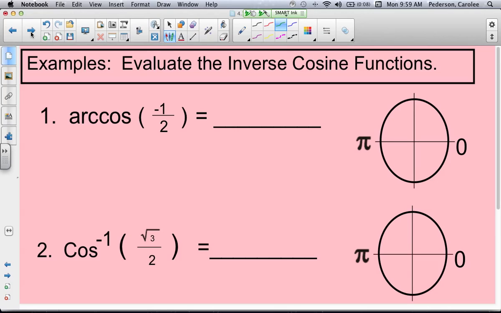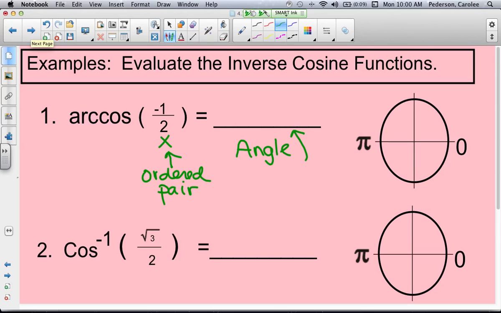Okay, so these will get easier now that we've done the sine inverse. Remember, on the unit circle, this is the x of the ordered pair. On the unit circle. What we want out as an answer is an angle. So if we think about the unit circle, there's 2 places on the unit circle that you get a -1/2 for your x ordered pair. Where on the unit circle will it exist?